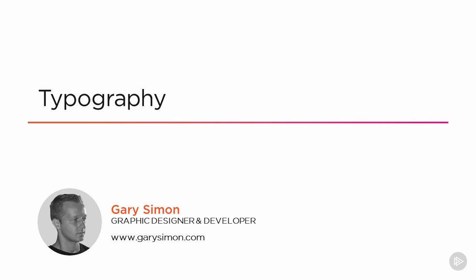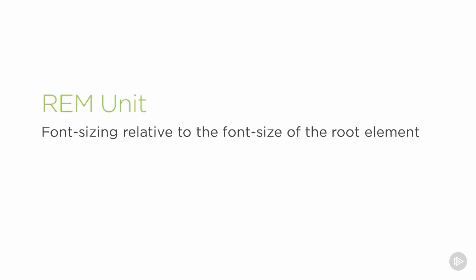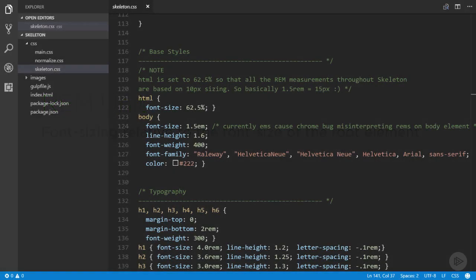Throughout this module, we are going to take a look at typography in Skeleton. Skeleton uses rem units for font sizing. Rem, or root EM, is a way of sizing fonts based on the value of the font size property placed on the root element. By default, one rem unit is equal to the font size of the HTML element. If unspecified, that usually means it's 16 pixels, as that is the default value for most browsers.